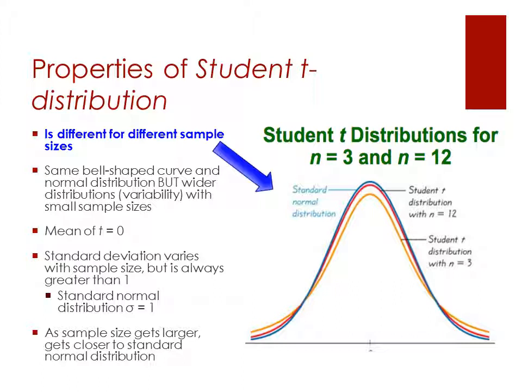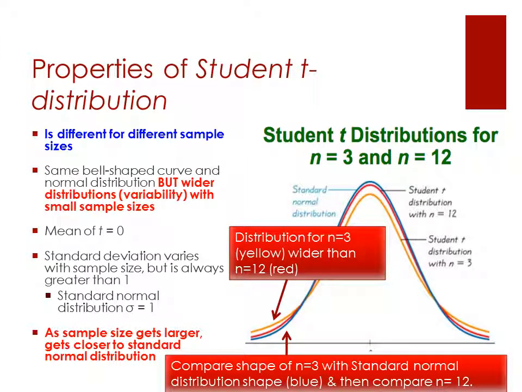All right, now there are several important properties about the Student t-distribution that we need to look at. So first of all, it is different for different sample sizes. As you've noticed, you have to use your degrees of freedom to locate the proper probability in the t-distribution table because the shape of the distribution changes for each different sample size. Notice we didn't have this information when we were using the z-distribution table. That was standardized for all sample sizes that were meeting the requirements for using the z-distribution table.